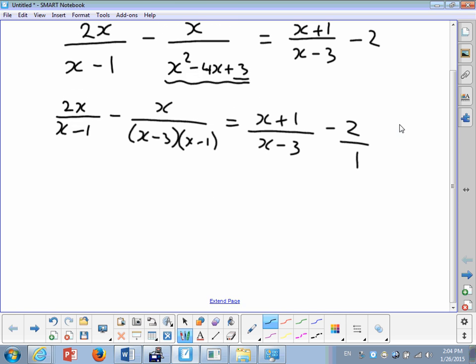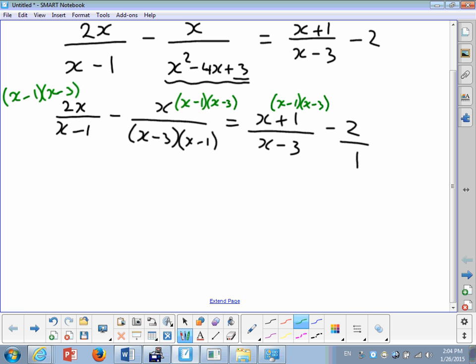Well, there's a trick to getting rid of fractions. And that trick is to multiply everything by the common denominator. So I'm just going to write the common denominator above each of these fractions. And the common denominator is x minus 1 and x minus 3. I want to make sure that every single term gets the x minus 1 and x minus 3.